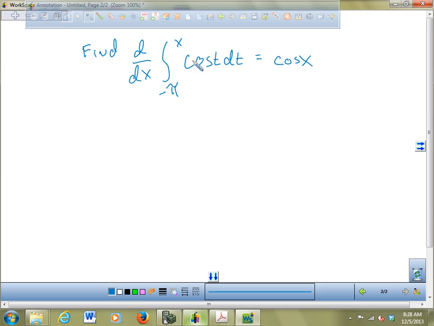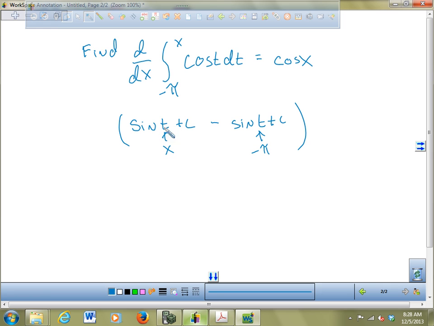What's the antiderivative of cosine of x? Sine of x. So what you don't want to do is take the antiderivative of that, which is sine of t plus a constant, and then you would subtract, so sine of t plus c, and you would evaluate this one at x and this one at negative pi, and subtract those two quantities using the other fundamental theorem part.